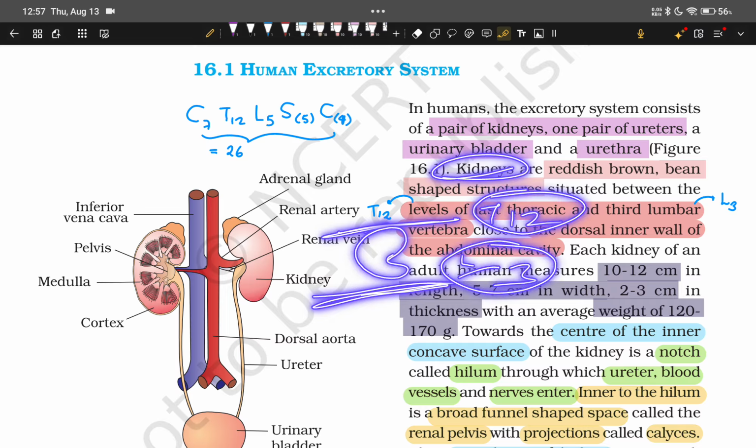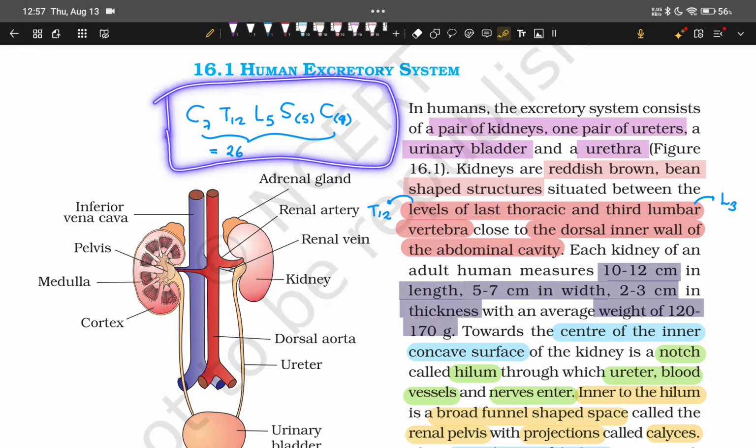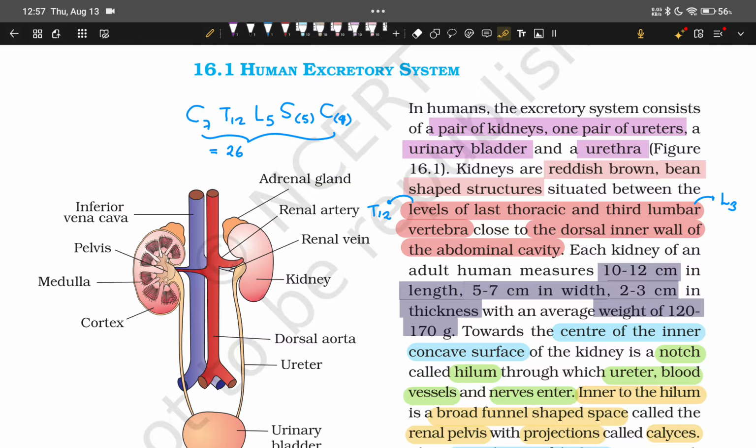Now what does this mean, right? For that we need to study a little bit about vertebrae, the different types of vertebrae. We are going to study this in detail in locomotion. However, let me tell you about these. We have 26 vertebrae: 7 cervical, 12 thoracic, 5 lumbar, 1 sacral, and 1 coccygeal. The sacral is 5 bones fused together to form 1 sacral vertebra. Similarly, 4 bones fused together to form 1 coccygeal vertebra.